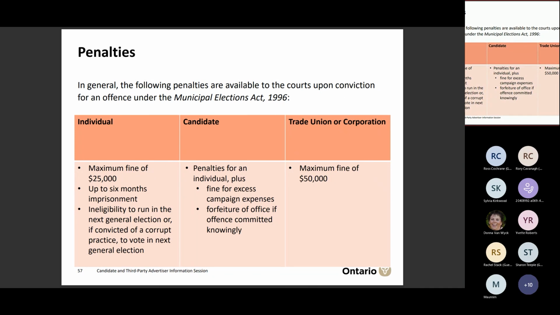So what you have on the slide here are the penalties for an individual, candidate, trade union, or corporation. I'm going to give you a sec to look at those. So ineligibility to vote is a penalty if you are convicted of a corrupt practice. We're going to go to the next slide.